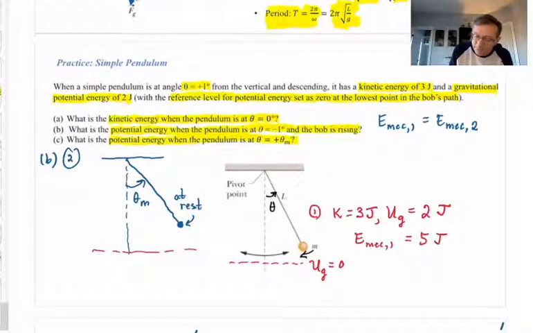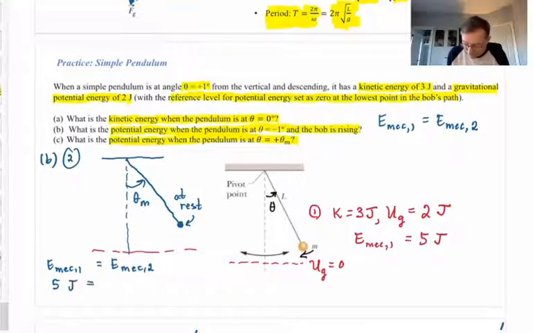And I want to know the gravitational potential energy. Well, let's use E mech 1 equals E mech 2. I already calculated E mech 1, 5 joules. E mech 2 means K plus U grav. But in my picture 2, we're at the highest angle, which means it's momentarily at rest. So the kinetic energy is 0. So that's all that's left is U grav. In other words, all the mechanical energy is 5 joules. So U grav, the potential energy, is 5 joules.